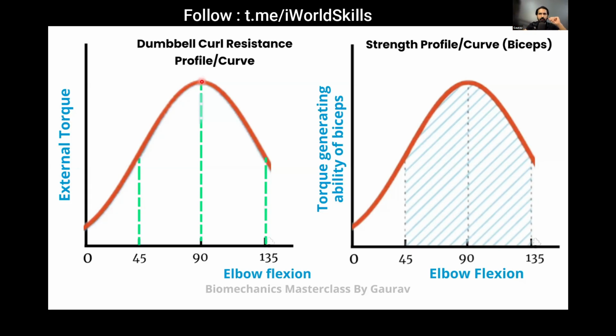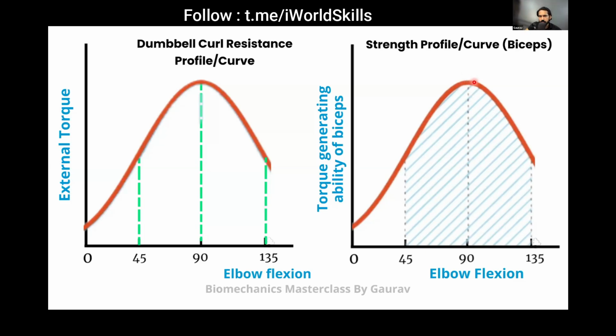At 90 degrees of elbow flexion, the resistance is the maximum, and the strength of my muscle is also maximum. This is again something that we want. What was the second point of optimal exercise selection? Challenge the muscle the most when it's the strongest. And that is exactly what is happening. When my muscle is the strongest, it can handle the most amount of challenge. Great, something that we want.